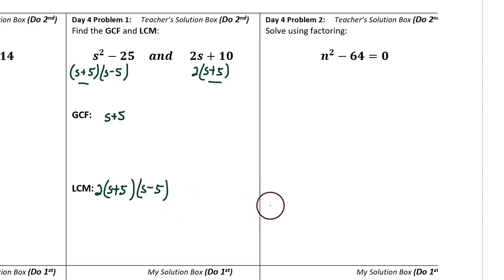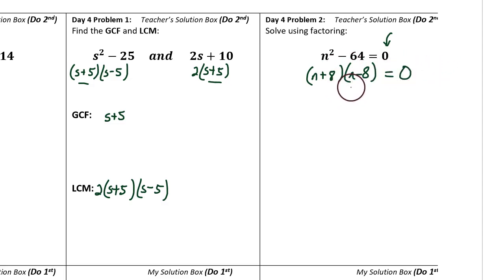Day 4, problem 2. We have an equation. Let's solve it using factoring. The technique is to have a 0 on the right side. We already have that. And to factor the left side. This is a difference of squares, and it factors as n plus 8 times n minus 8. And this equation is equal to 0.